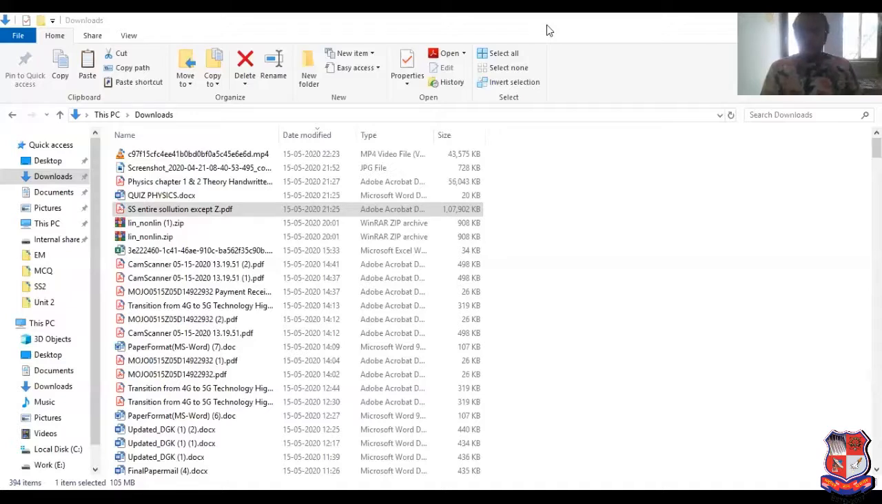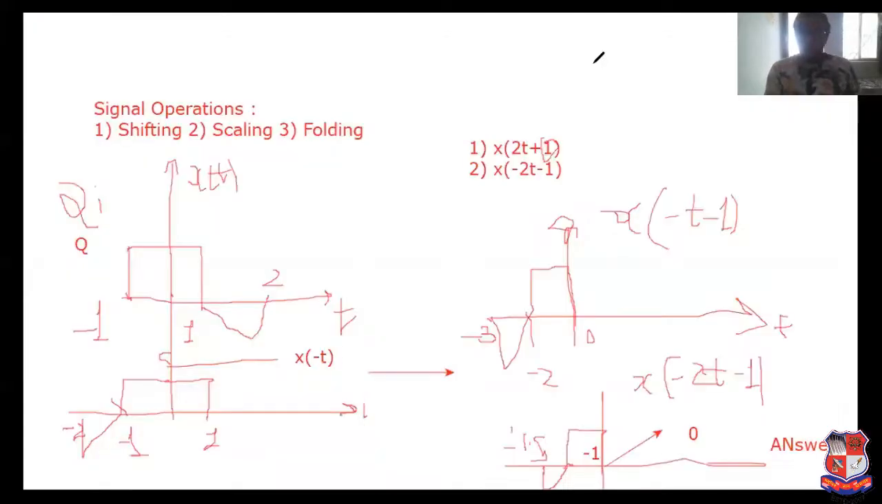Now, now perform this type of example. Now we can do this type of example.